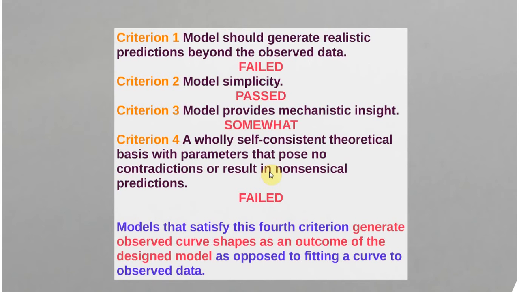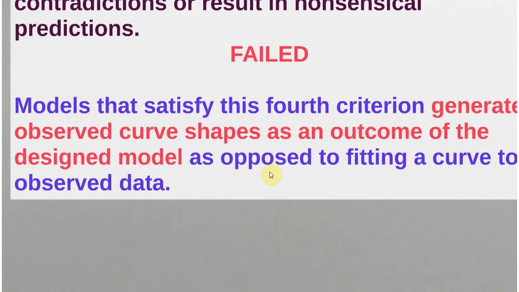Is it wholly self-consistent and does it give us the curve as an outcome of the model? No, it completely fails this. Remember, the observed curve shape should be an outcome of the designed model, not curve fitting. And so it completely fails criterion 4.